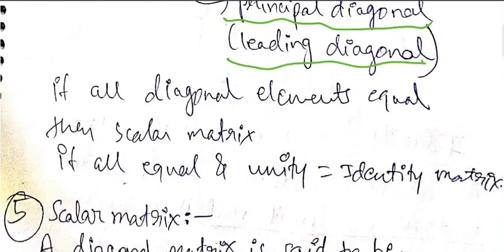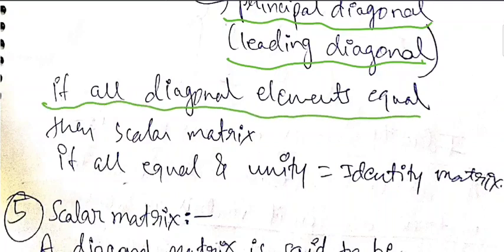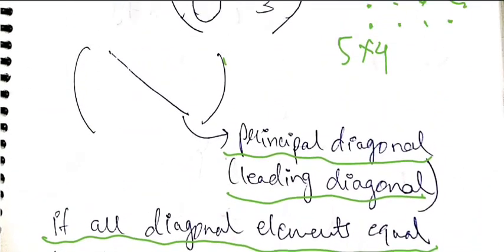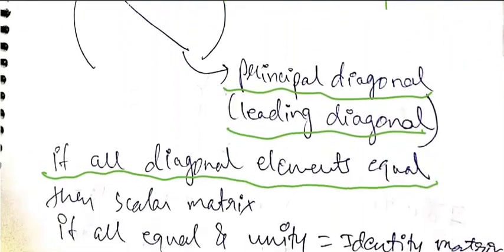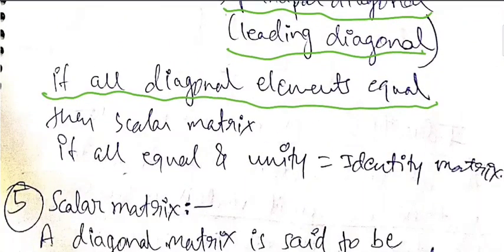If all diagonal elements are equal, then it is a scalar matrix. If all the diagonal elements become equal, like the case I had told you over here, 2, 2 and 2, then it becomes a scalar matrix. It no longer remains a diagonal matrix.